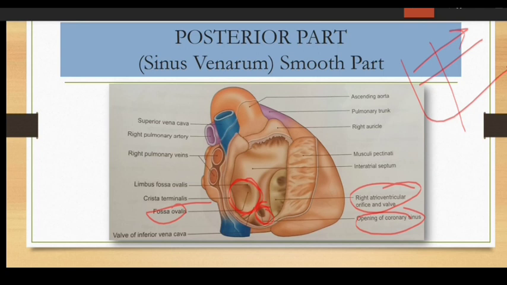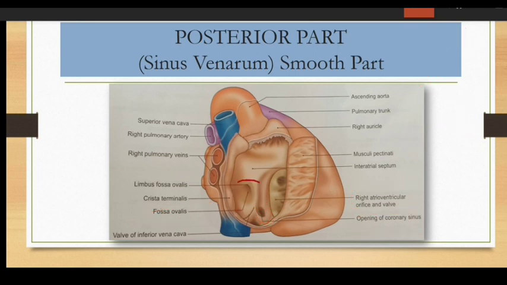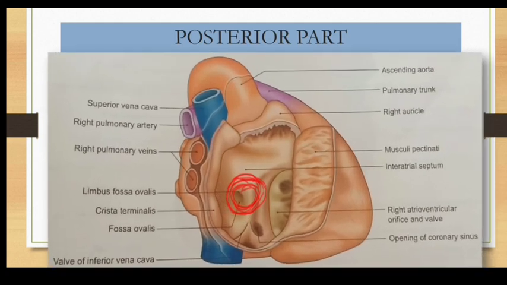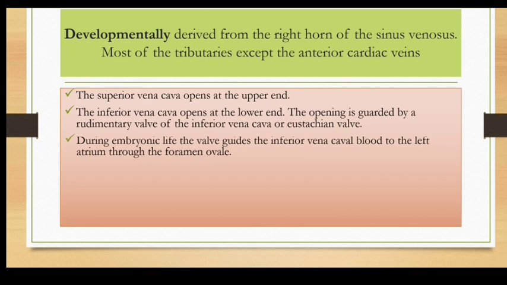Interatrial septum. The interatrial septum is developmentally derived from the septum primum and septum secundum, and it presents the fossa ovalis. This is the fossa ovalis. It occurs in the interatrial septum and has a prominent margin, known as the annulus ovalis or limbus ovalis. And the remnant of the foramen ovale is occasionally present after birth, right? So this occurs after the birth.